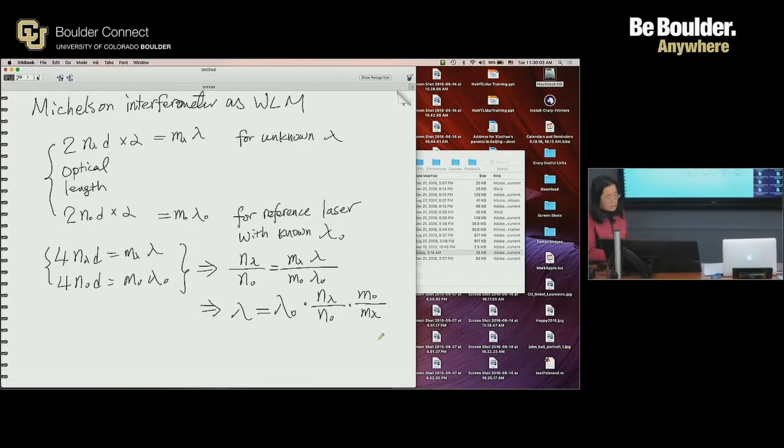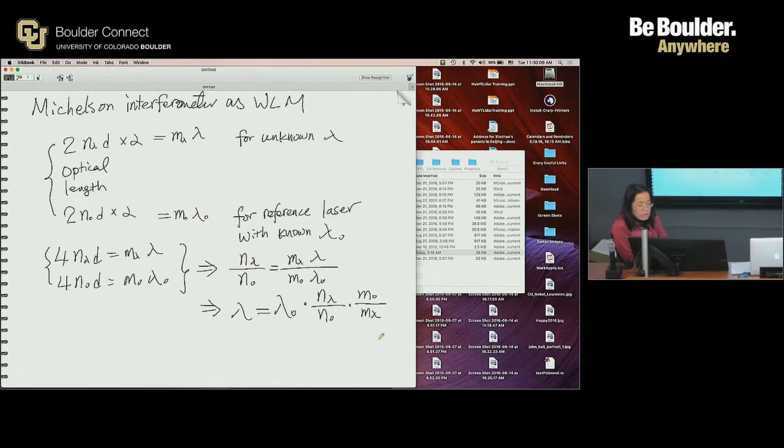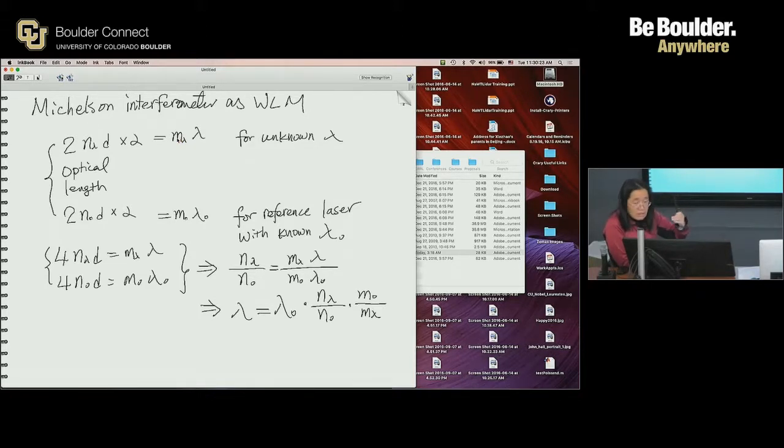So let's see here. Why do you do it this way? In principle, you have another way. You don't need a reference laser, right? If you know the N lambda, you measure D precisely. You measure this M lambda, the number of fringes when you travel D. You can get lambda. In principle, this is doable, right?